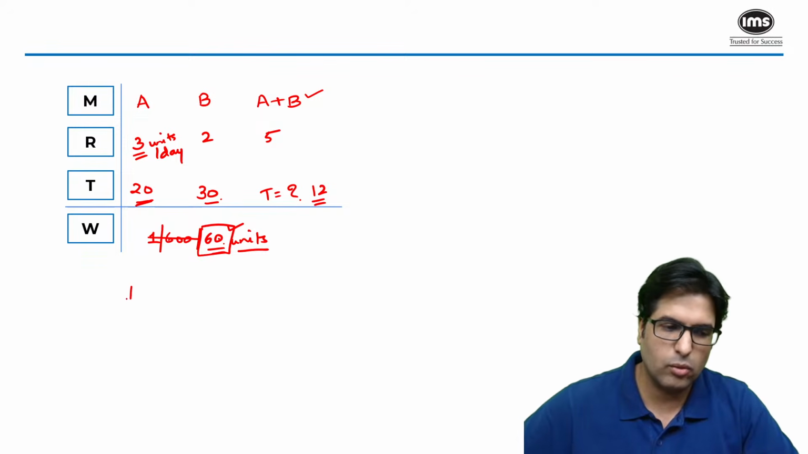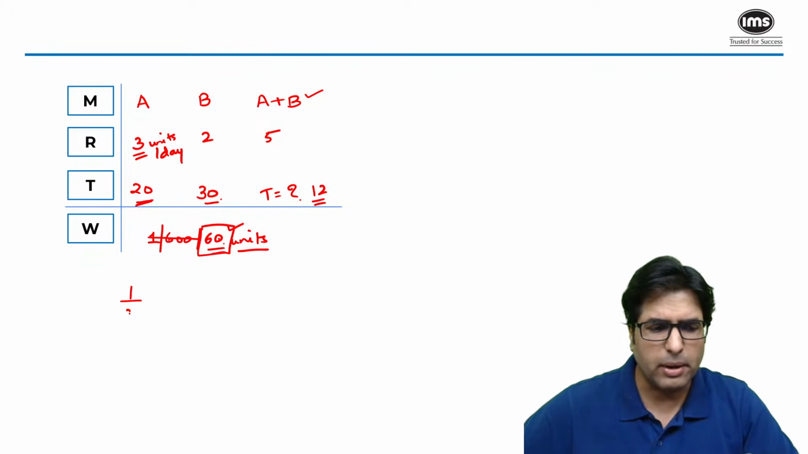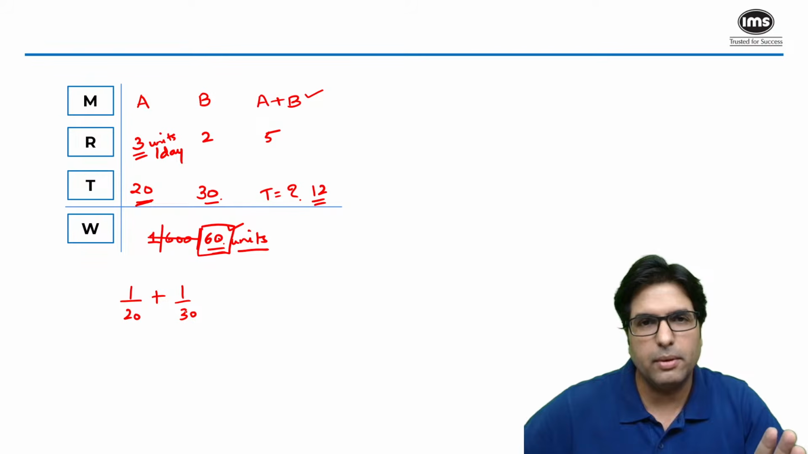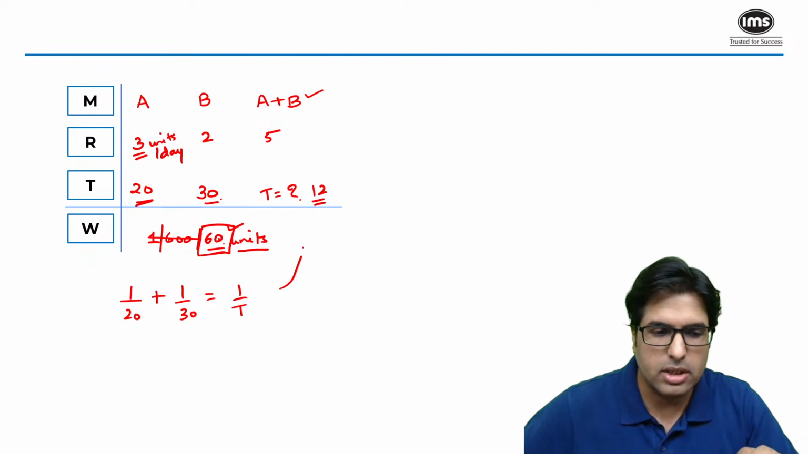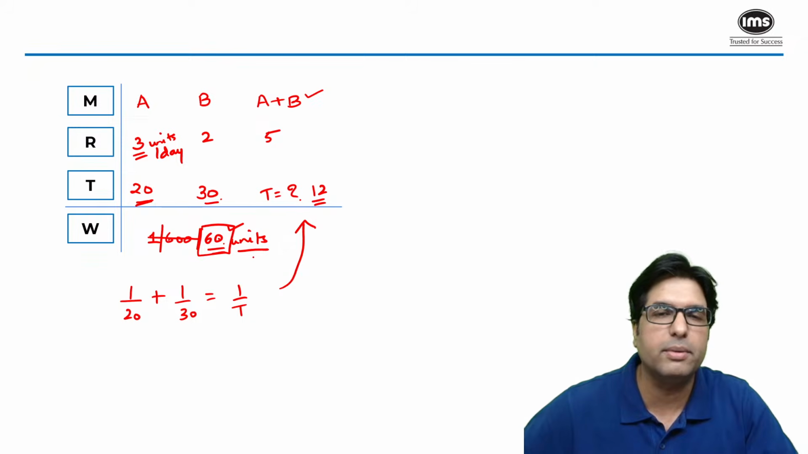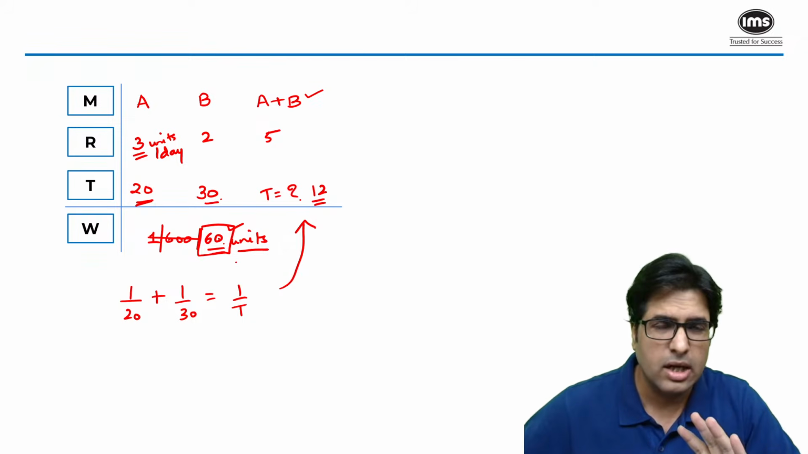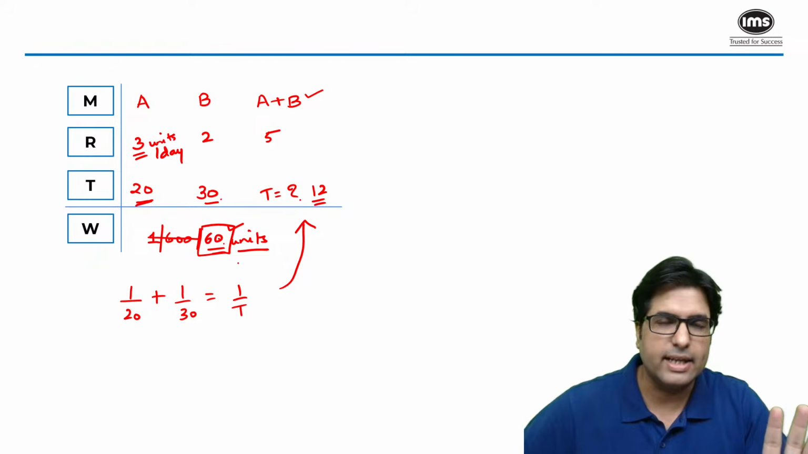This is very similar to what a lot of us typically do. 1 by 20 is the per day's work, 1 by 30 is per day's work for B. We add the per day's work for both of them, and we say what is the per day work required to be completed for total work, and then we simplify this and get the answer. So this approach is nothing but a different representation of the very same fundamentals of proportionality, nothing else.